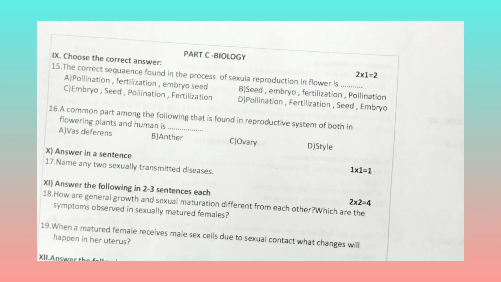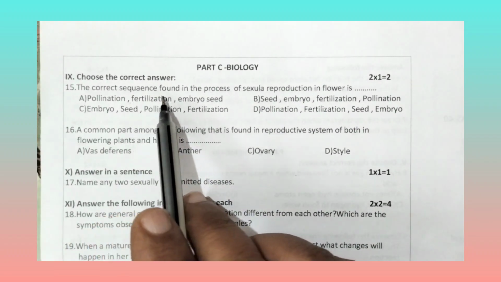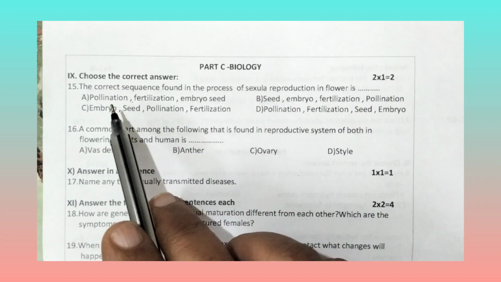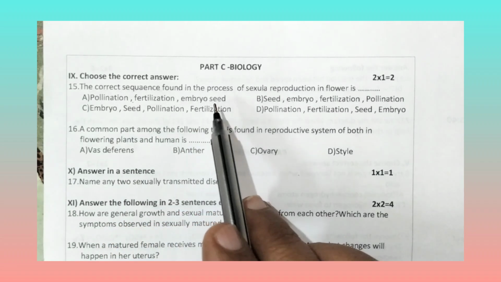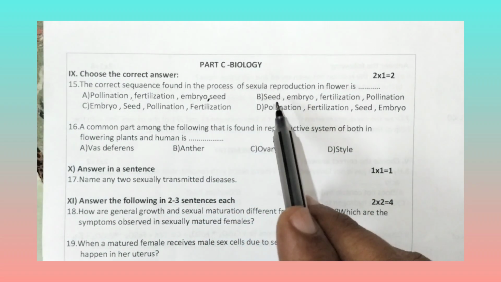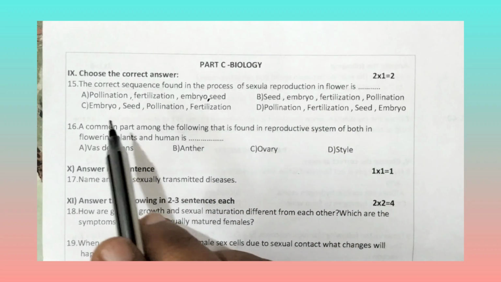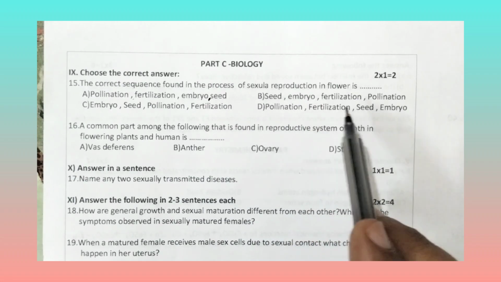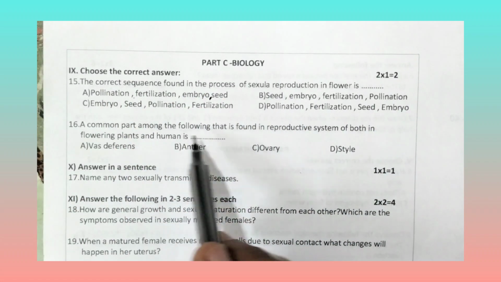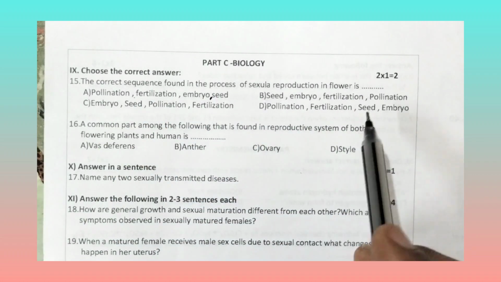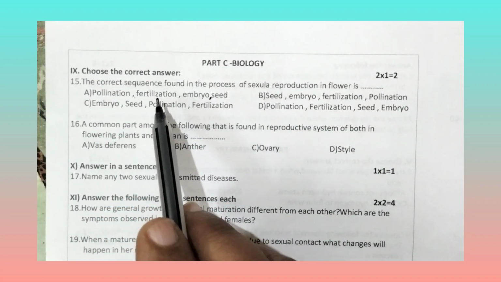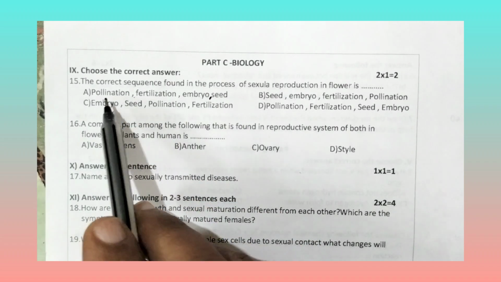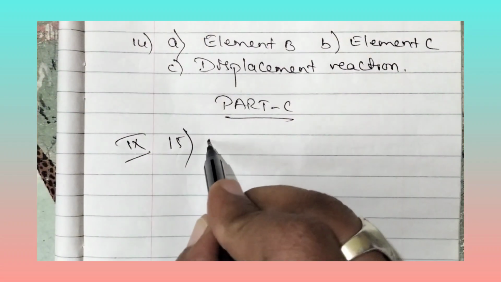So the first question of biology is: the correct sequence found in the process of sexual reproduction in flower is pollination, fertilization, embryo, then seed; embryo, fertilization, pollination; embryo, seed, pollination, fertilization; seed, embryo. Among these four, the right option is pollination, after pollination fertilization, after fertilization embryo, then it will become seed. So the right option for the 15th question is option A.